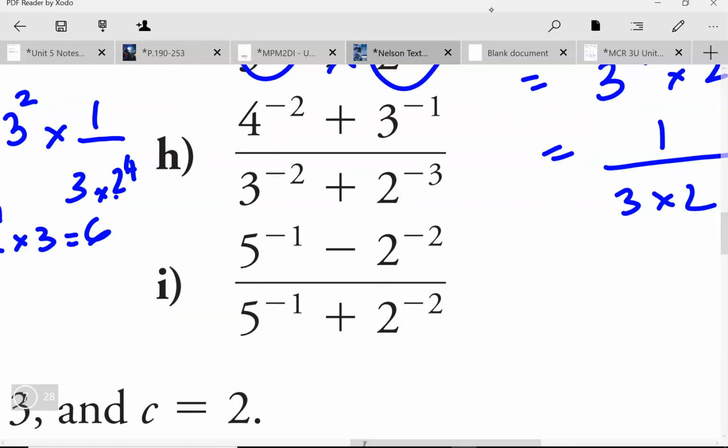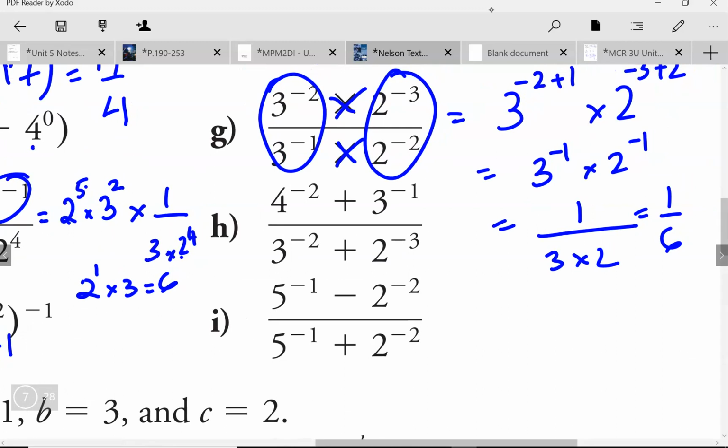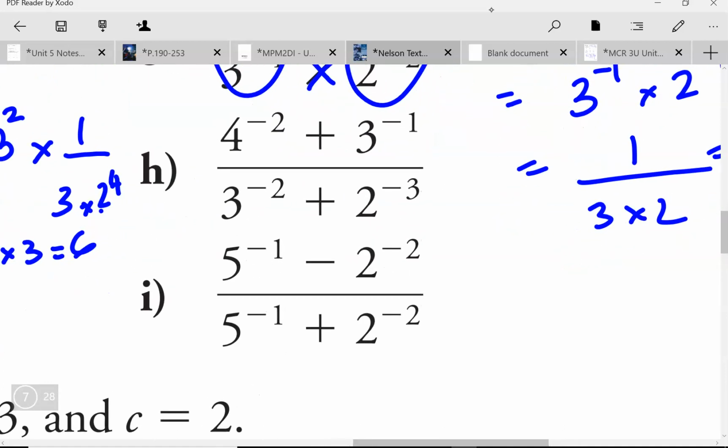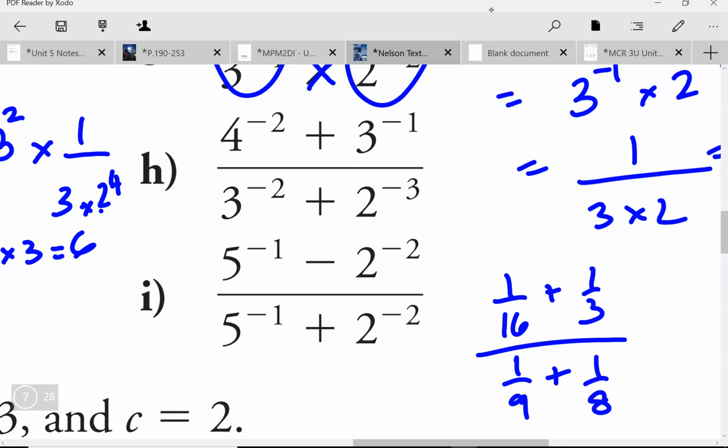Here we have some positive signs, so it's not easy for me. I can't use the quotient rule, that's A. And part B is I can't just move things from the numerator to the denominator, because that's essentially what I'm doing with the quotient rule, or they're interchangeable. When I can't use the quotient rule, I can't really use that flipping thing, so I have to do 1 over 16 plus 1 over 3 divided by 1 over 9 plus 1 over 8.